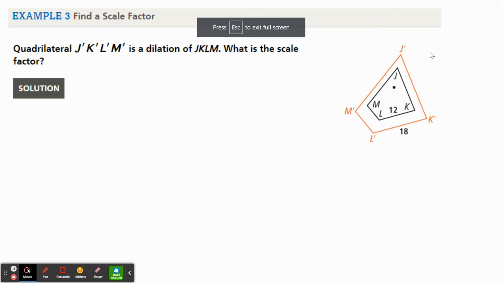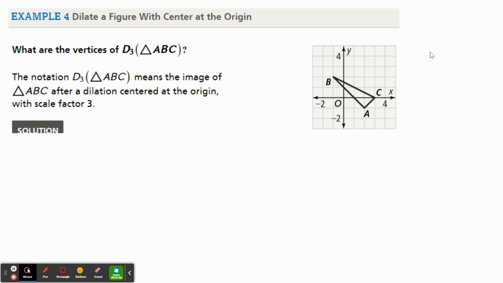All right, so video 2 here for 7.1, we're going to focus on the coordinate plane a lot more. If you recall from topic 3, a lot of our transformations are on the coordinate plane, so dilation is no different. It says, what are the vertices of a dilation by a scale factor of 3 of this triangle ABC? So notice the notation D3 of this triangle ABC means the image of triangle ABC after dilation centered at the origin with a scale factor of 3.